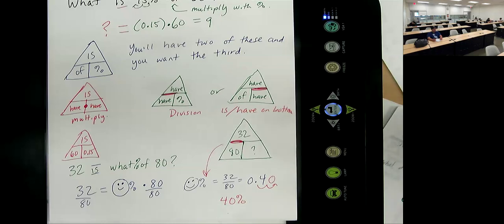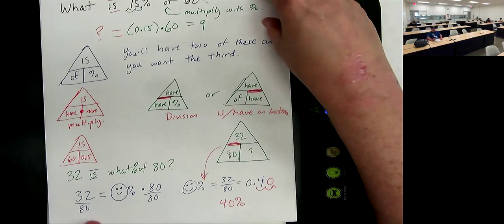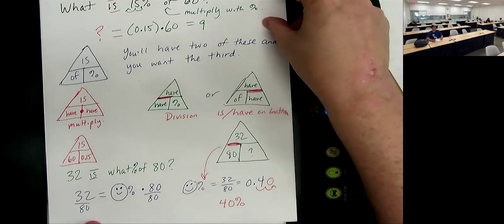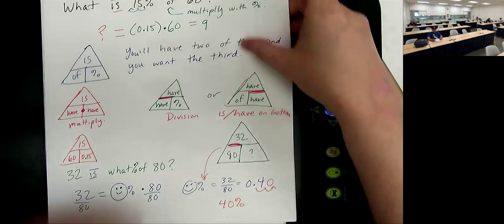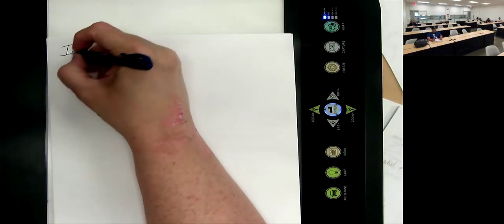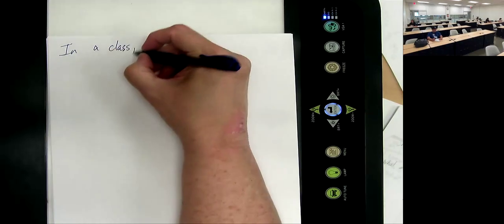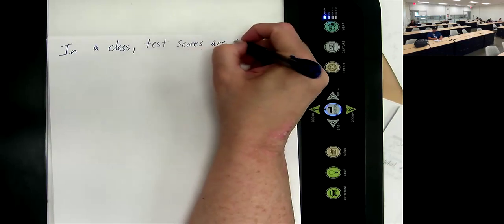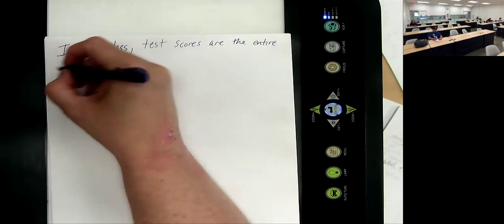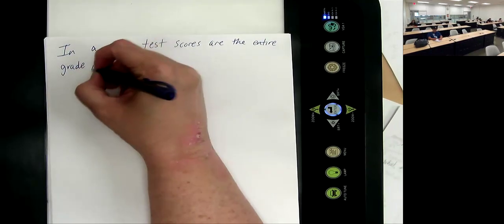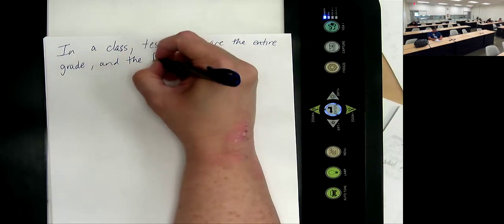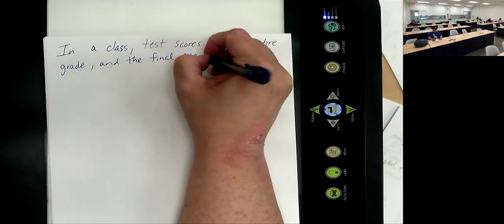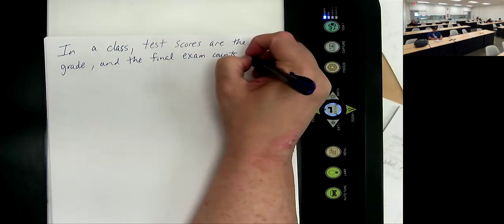That's ready? Let's say in a class, tests are the entire grade. Test scores are the entire grade. And the final exam counts as 2 tests. Let's say 3 tests.